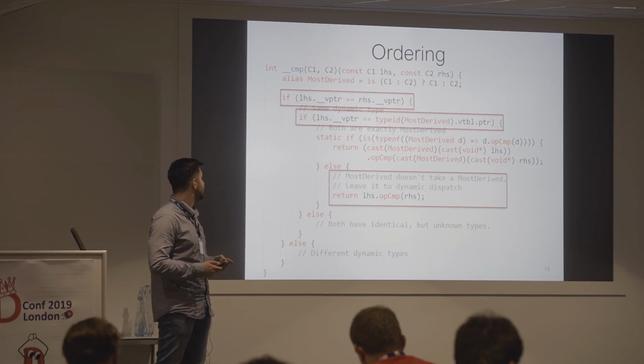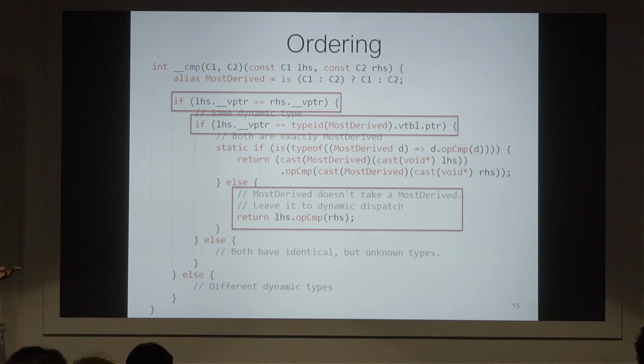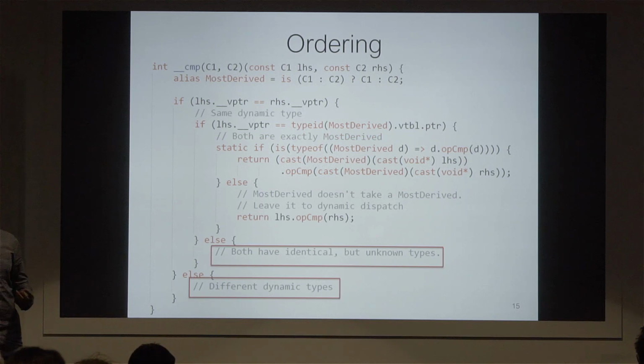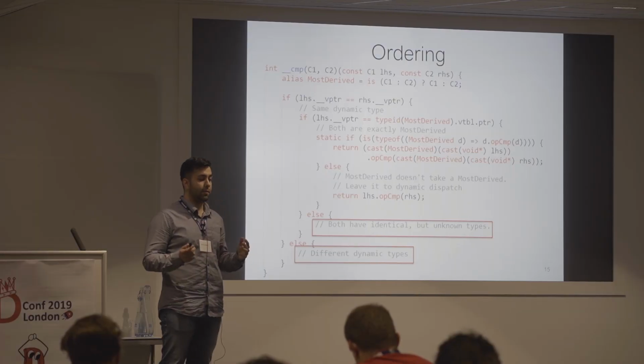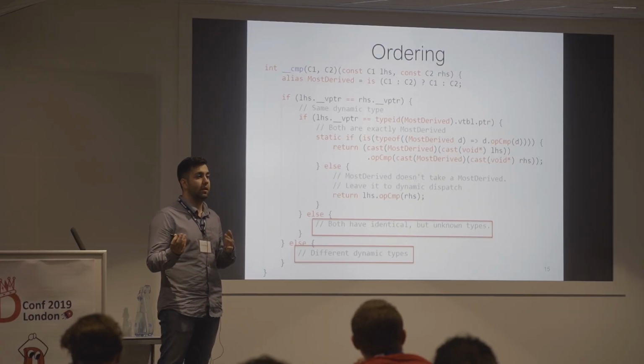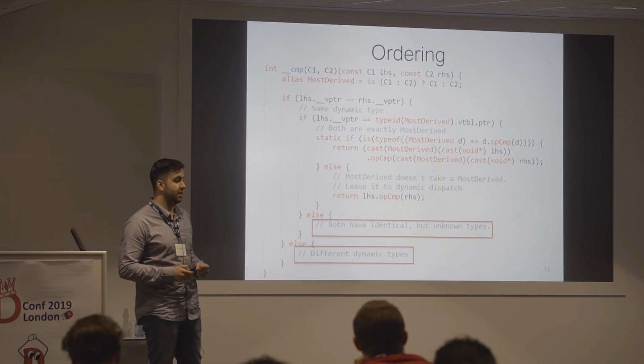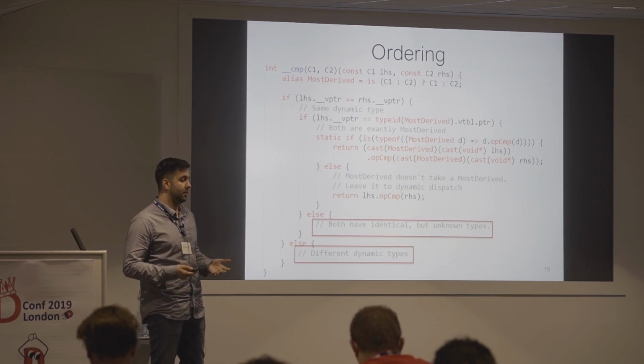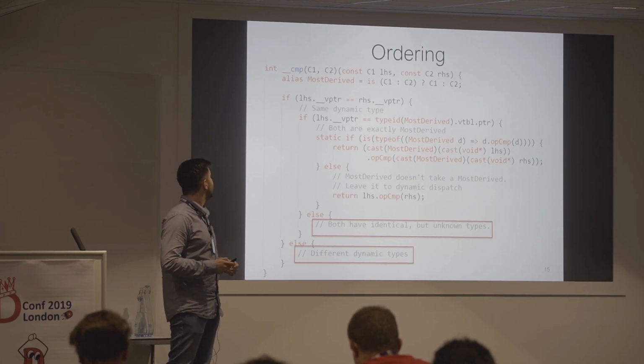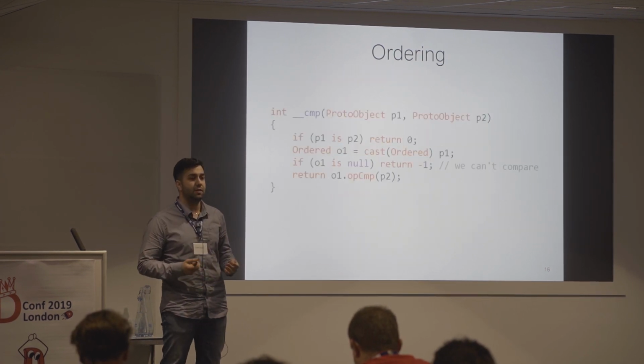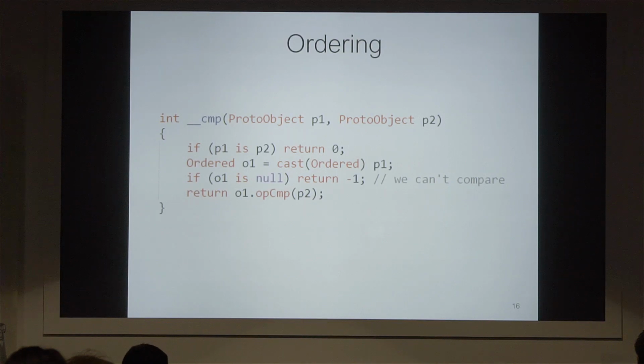If we don't have this information, well, if the most derived opCompare method doesn't take another most derived, it probably takes something else, then we'll leave it to dynamic dispatch. If we are out of luck, so either the types are of different types or they have the same type, but it's not the most derived one, then we'll leave it to dynamic dispatch. So in the worst case, when we get to dynamic dispatch, we're going to have to compare two proto objects. We don't know anything about them, so what can we do?